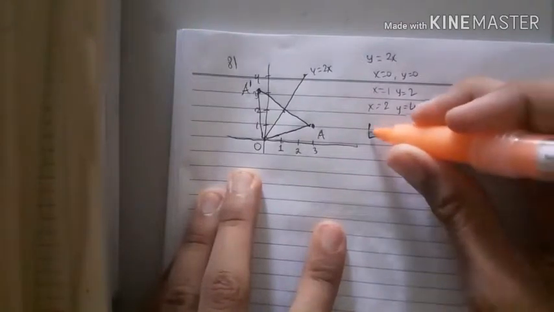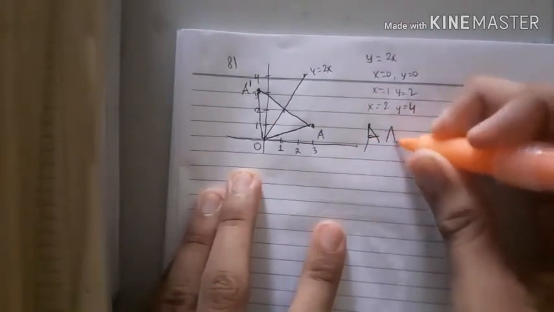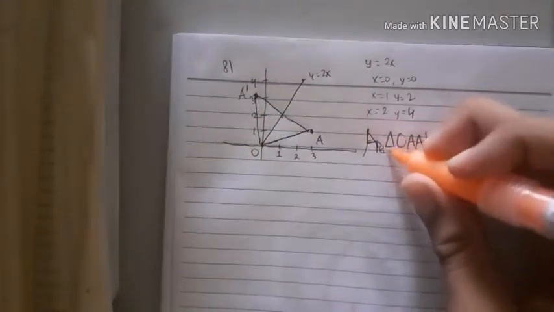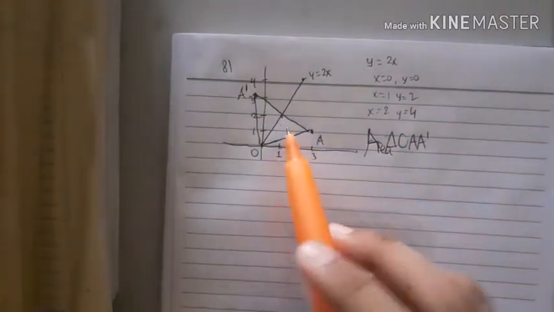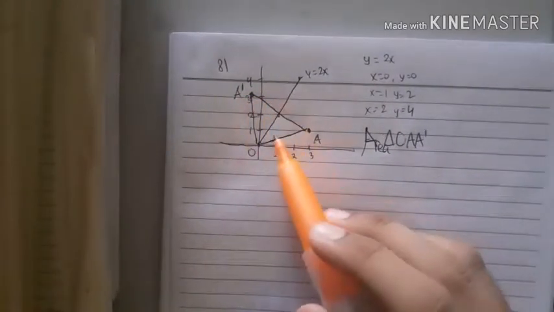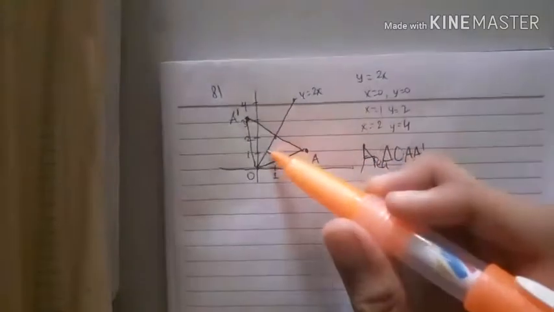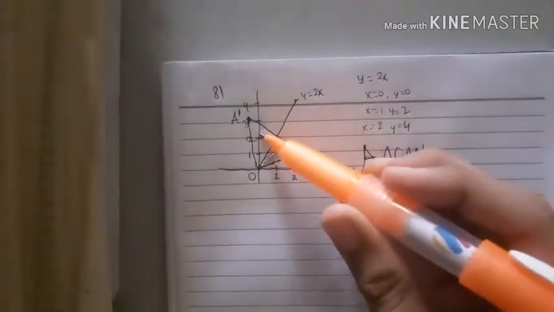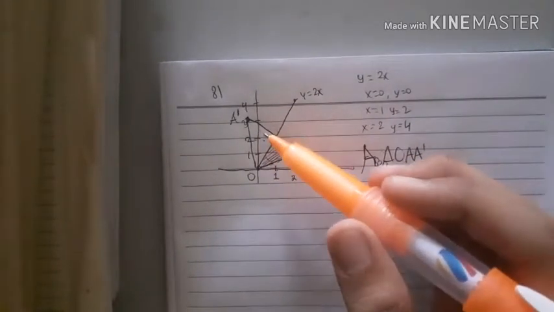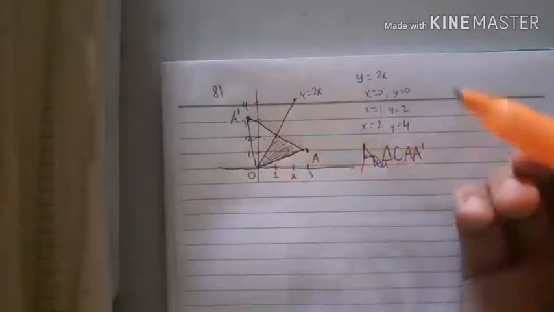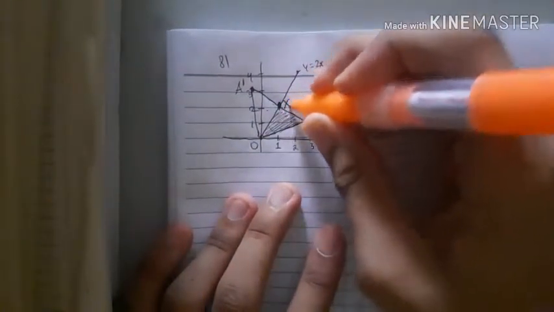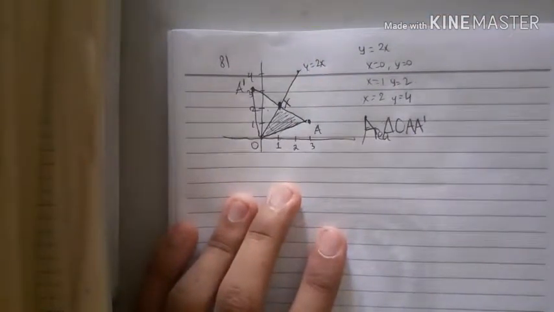So the area of triangle OAA'. How to find this? We do not need to find the point A', because this triangle OA here is the same as this triangle, right? So we need to find this area, and then we just multiply it by 2. Therefore we need to find this point. Let's say that is point X.